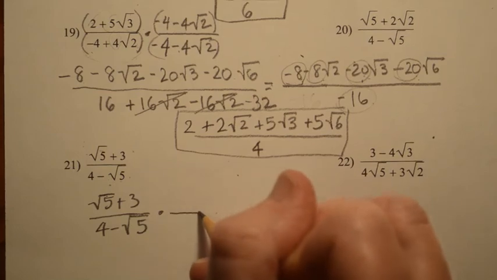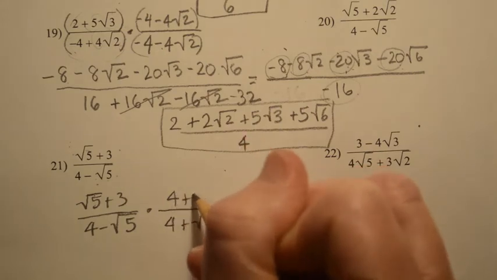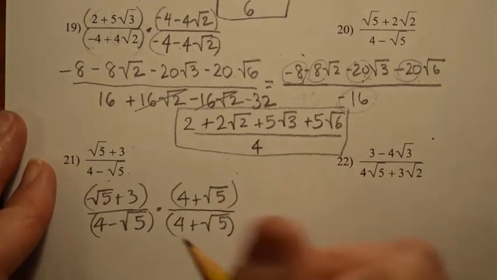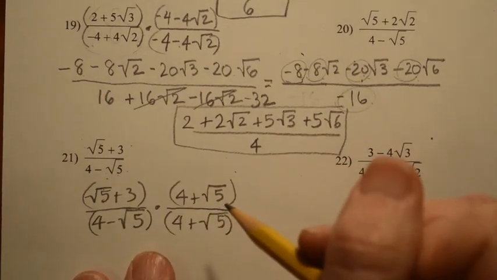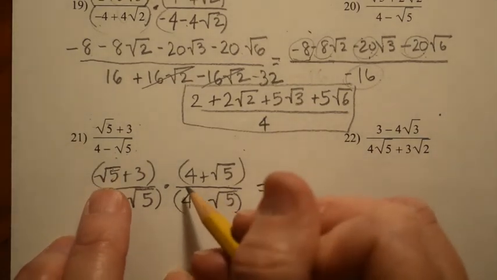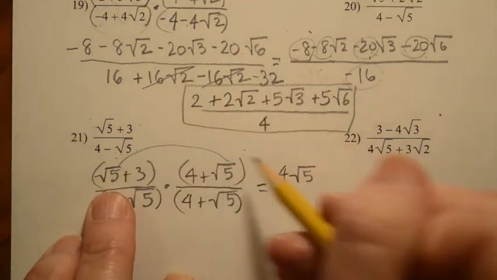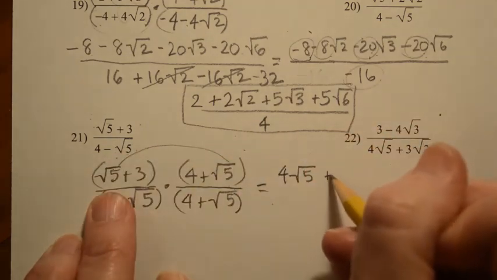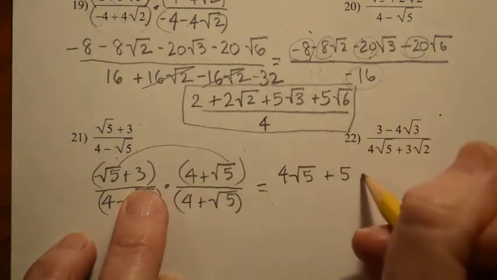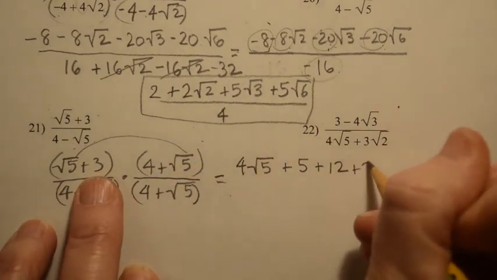Okay, so for this one, you're going to multiply by 4 plus root 5 over 4 plus root 5. Put those parentheses around, please. You don't want to accidentally multiply just parts of things that you're supposed to multiply. So when we do that, we're going to get in the numerator root 5 times 4, which is just 4 root 5. And then we'll do the outers. So root 5 times root 5 is square root of 25, which is 5. And then inside here we get 4 times 3, which is 12. And then 3 times root 5 is 3 root 5.